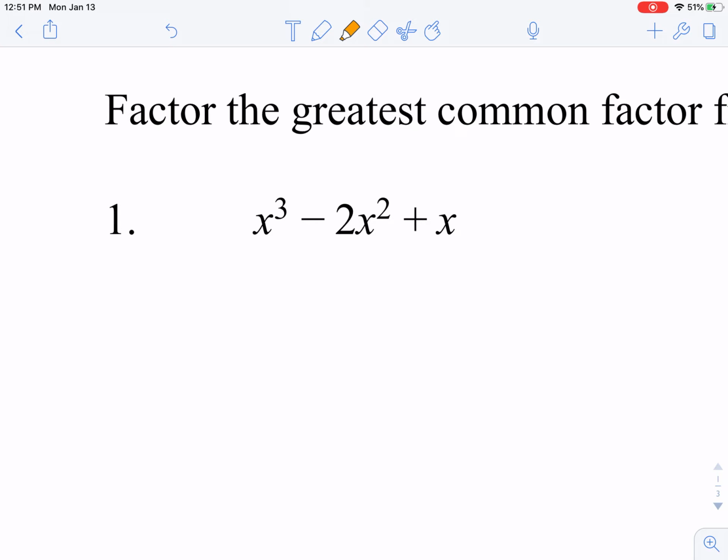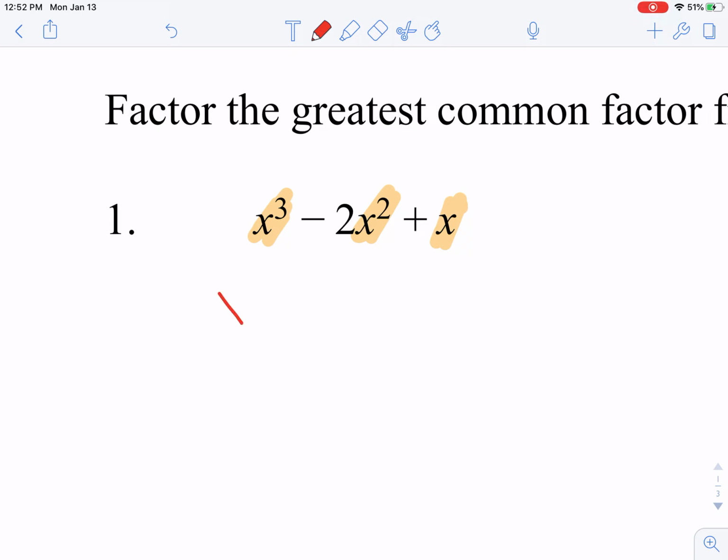In this one we have an x cubed, and in this one we have an x squared, and here we have just one x. So we want to pull out the highest power of x that is in each term. In this case, all of our terms have at least one x. So that means we want to take one x out of each term.